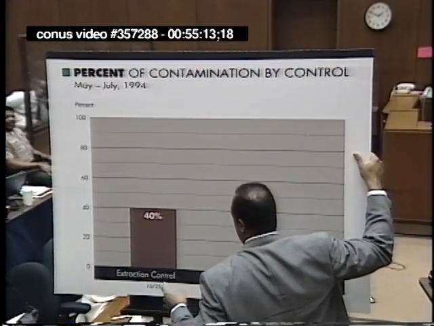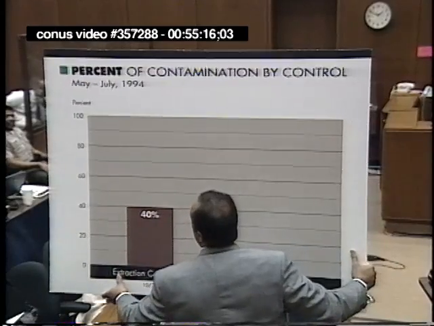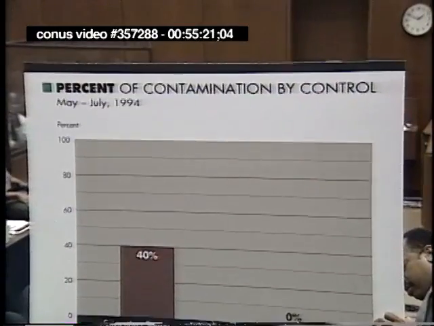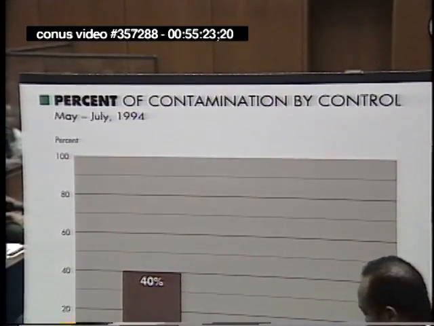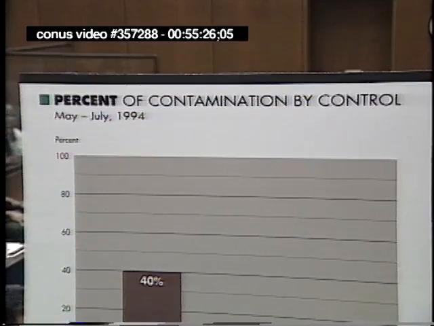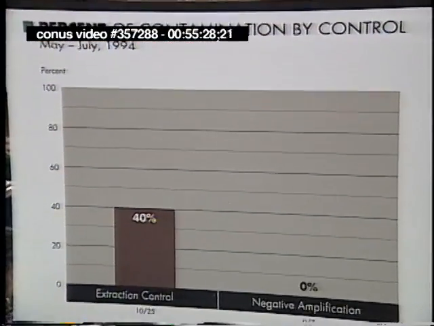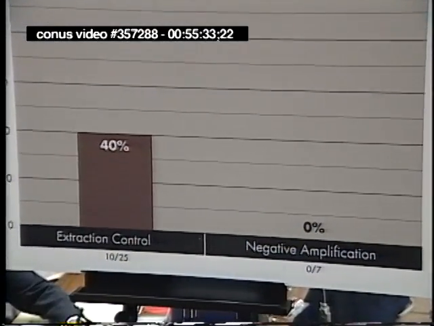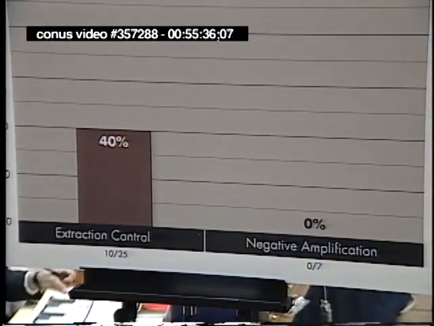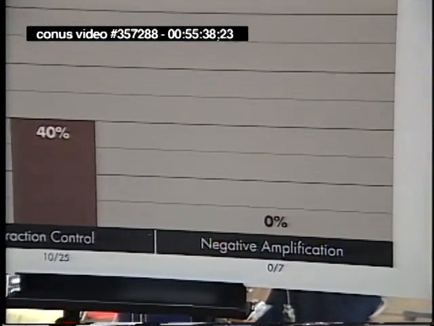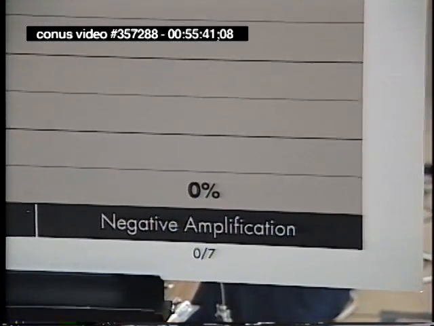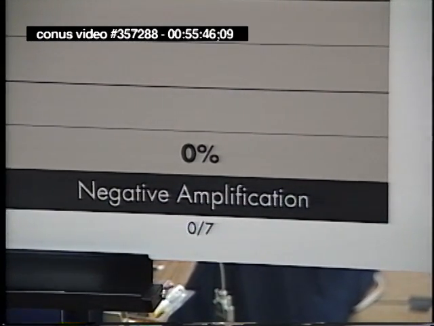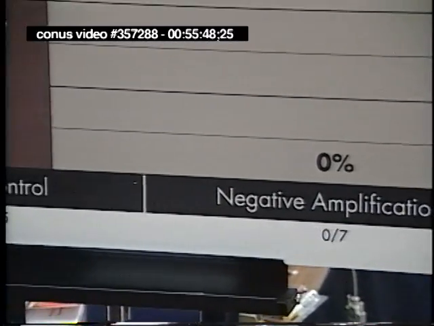I'd like to mark this 1298. And this chart is entitled Percent of Contamination by Control, May through July 1994. Now, Dr. Gerdes, what does this chart represent? In this particular chart, we look at the negative controls and ask the question, where do we find contamination in those? And you'll recall those particular controls would have no dot at all, no indication of DNA, because they represent a negative control, meaning no DNA control.